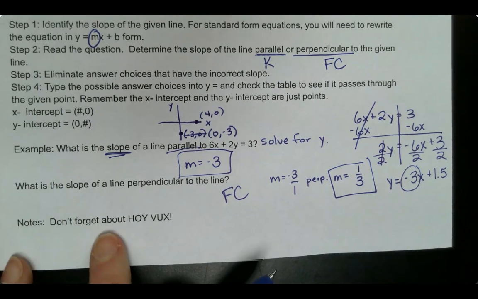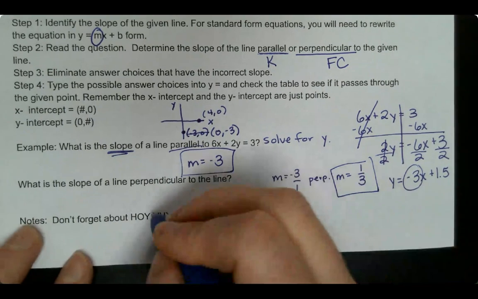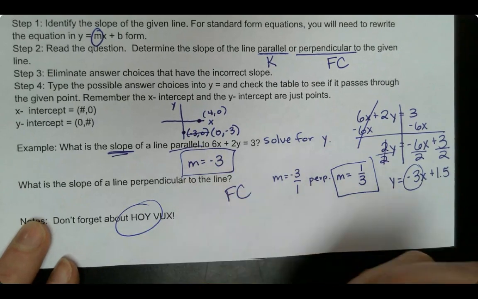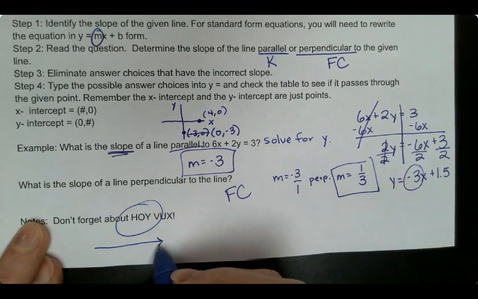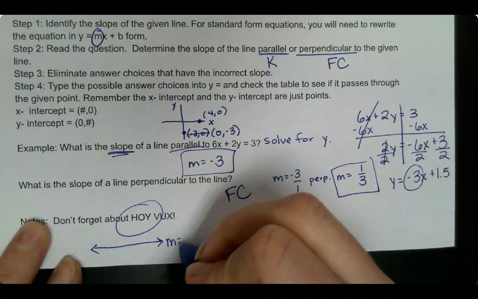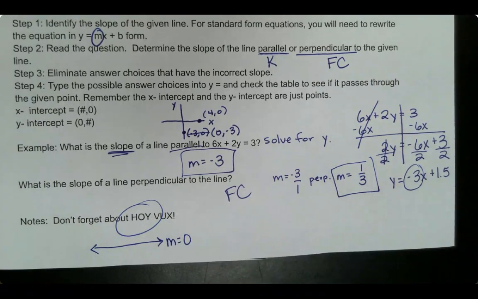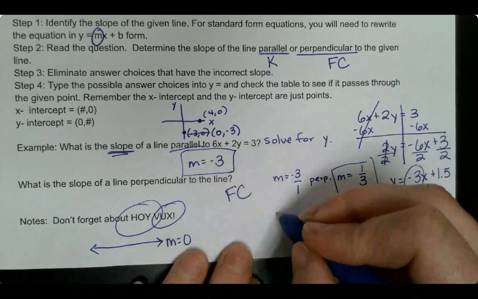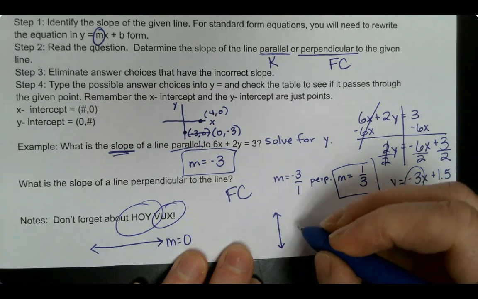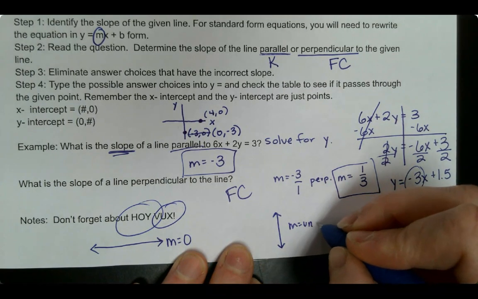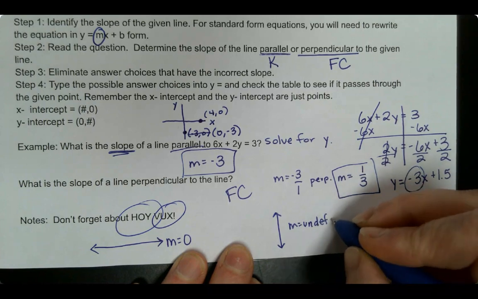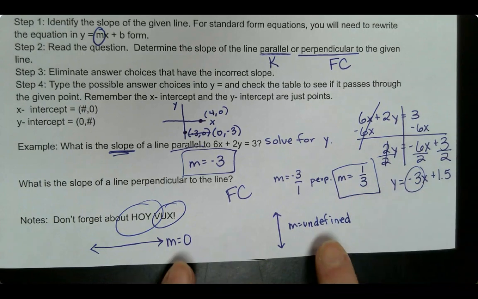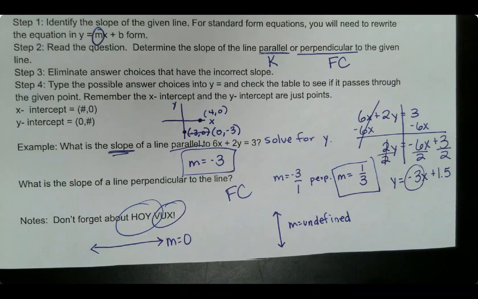Okay, one last thing. Don't forget about HOY VUX. So HOY means horizontal line where m equals 0, and the equation is written as y equals some number, wherever it crosses the y-axis. And then VUX is a vertical line where m is undefined. So undefined and 0 slopes are perpendicular to each other. And you're going to write x equals a number.